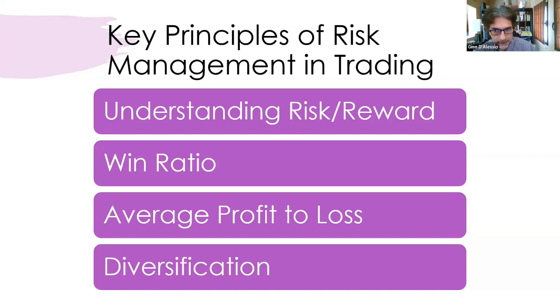You want to look for trades where your stop loss is 200 and your target profit is more than 200, preferably 300 or 400. So that as long as you're making more winning trades than losing trades, you'll be making money on your account, because each winning trade covers the losses and there's more left over for you to keep as profits.